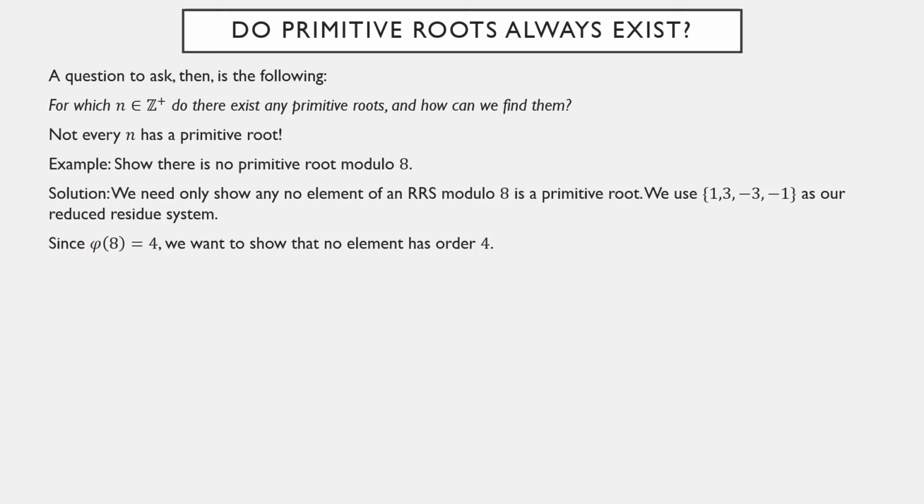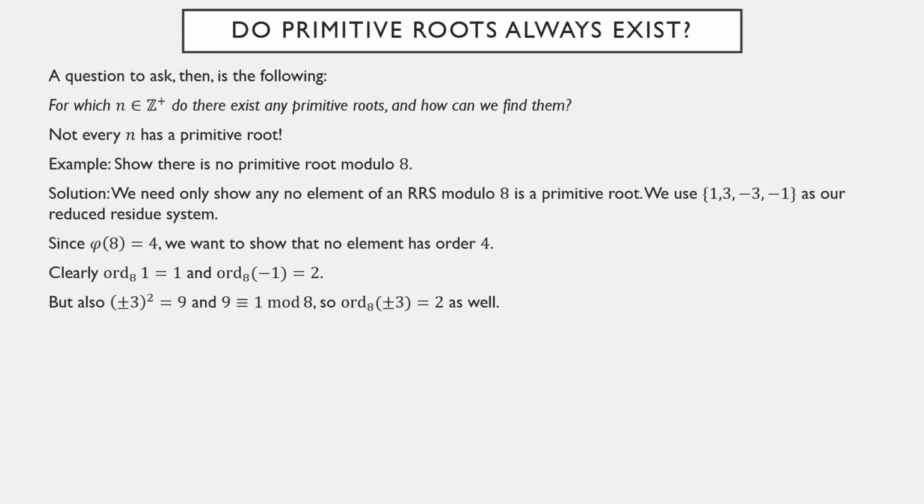Phi of 8 is 4. So in order to show that there are no primitive roots mod 8, we just need to show that no element has order 4. Now the order of 1 is always 1, and the order of negative 1 is 2 as long as the base is 3 or larger. So definitely those two things are not primitive roots.